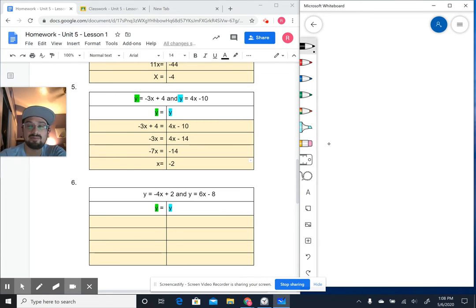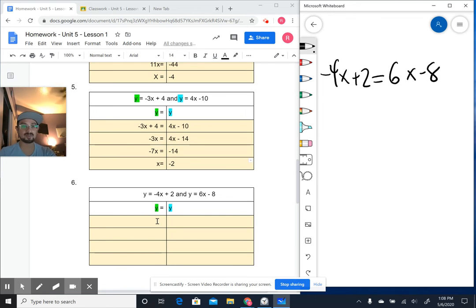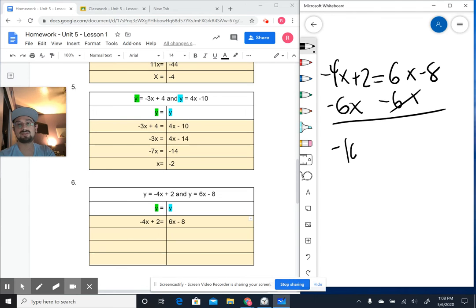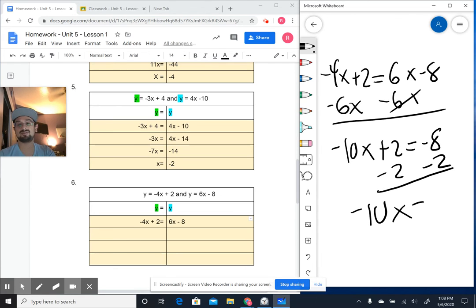So the other one, negative 4x plus 2 is equal to 6x minus 8. The reason I can do that is because they're both y equals mx plus b, so I can just set them equal to each other. Subtract 6x on both sides. So negative 10x plus 2 is equal to negative 10. Subtract 2 on both sides. Negative 10x is equal to negative 10. Divide by negative 10, and you get x equals 1.